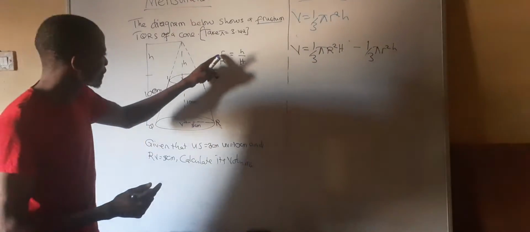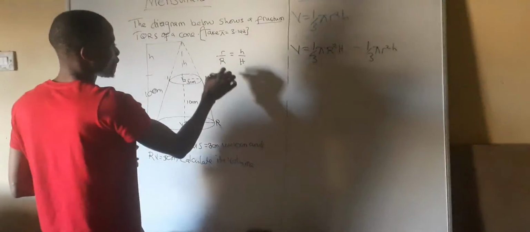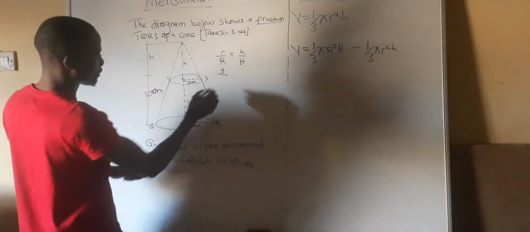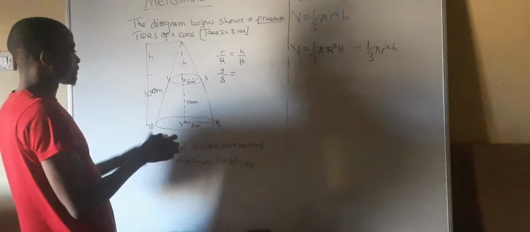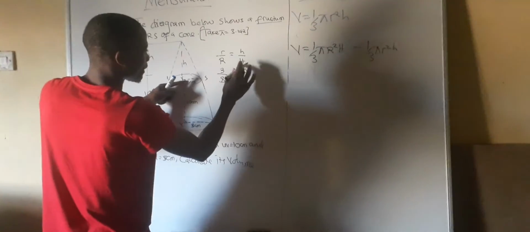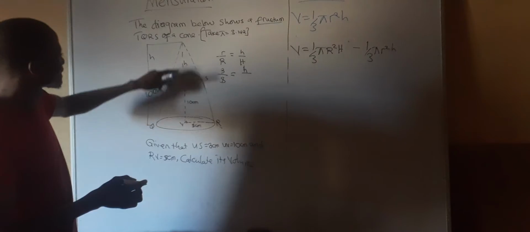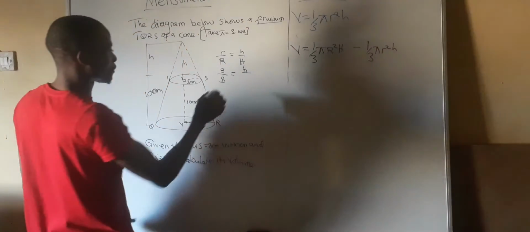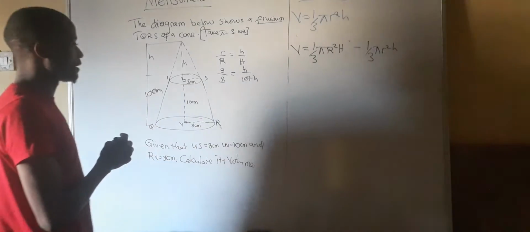So what is the radius of the smaller cone? The radius of the smaller cone here is 3 centimeters. So we have 3 over the radius of the bigger cone, which is 8, which is equal to the height of the smaller cone, which we don't have, so it will just remain h, over the height of the bigger cone from there to there, which will be 10 plus the h which you don't have there. So 10 plus h gives you the height of the bigger cone.